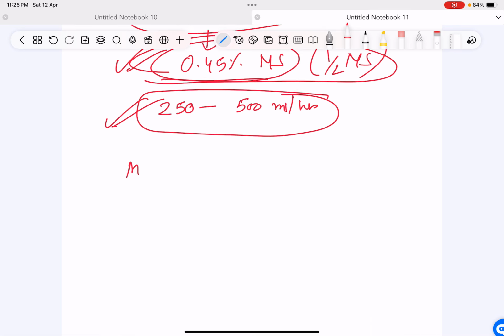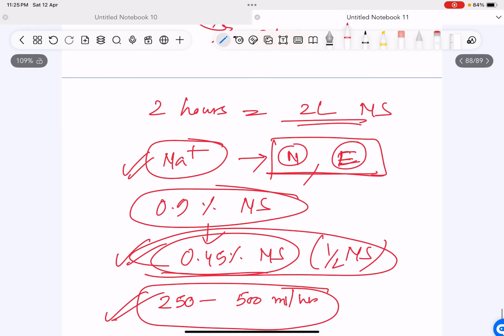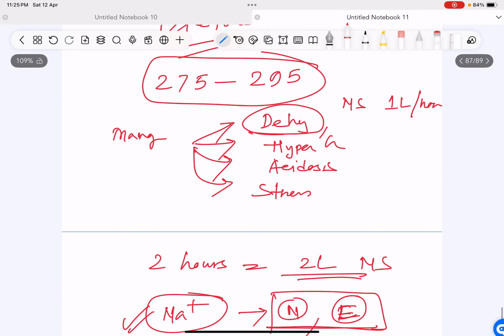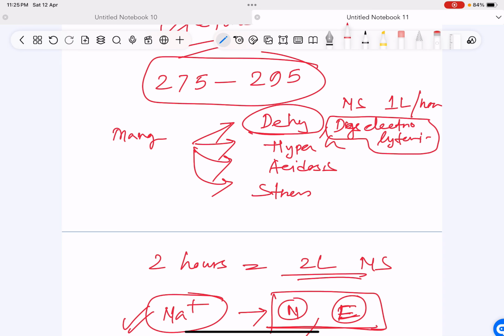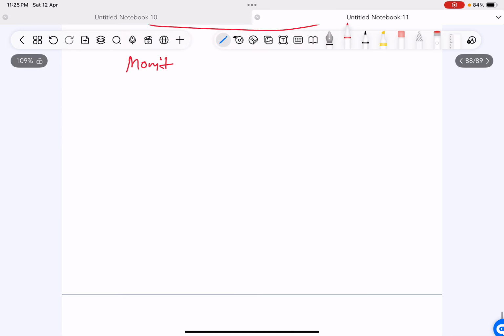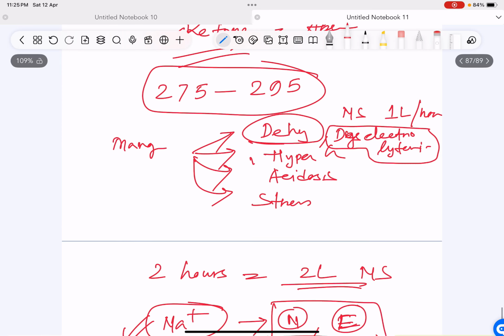Next, you check the electrolyte levels. In dehydration there is also dyselectrolytemia. So you have to correct both dehydration and dyselectrolytemia. Then you go on to correct the next thing, hyperglycemia, by giving insulin. What insulin do you give? Obviously IV insulin you give, not subcutaneous insulin.